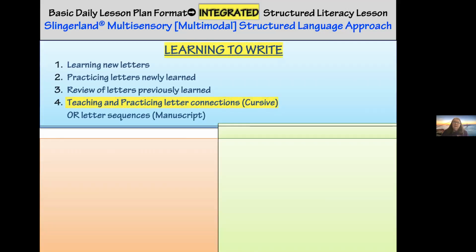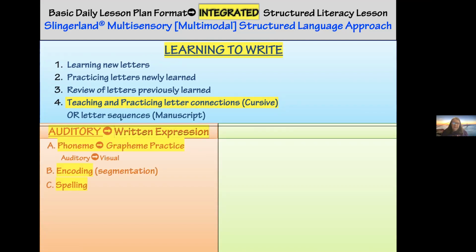Okay. So this is just showing you what we're going to focus on today. For learning to write, there are not going to be any new letters, but we will be practicing cursive letter connections, and then the auditory part of the plan.